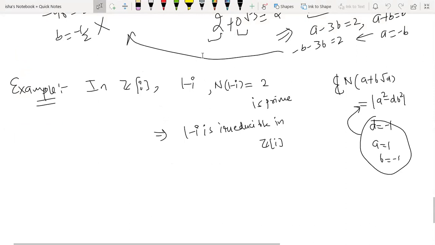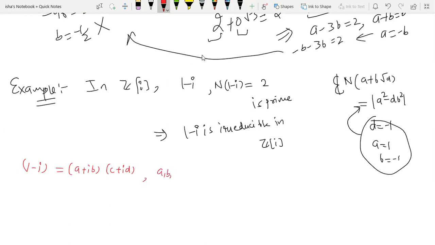Right. So the next example we did was in the ring of Gaussian integers Z[ι], the element 1 - ι is irreducible. So how did I prove this is irreducible? There are two ways. You can prove it by definition as well, by factorizing this a + ιb into c + ιd, where a, b, c, d belong to integers, and then you can take norm on both the sides. So taking norm on both the sides, you will be getting (a² + b²)(c² + d²) = 2.